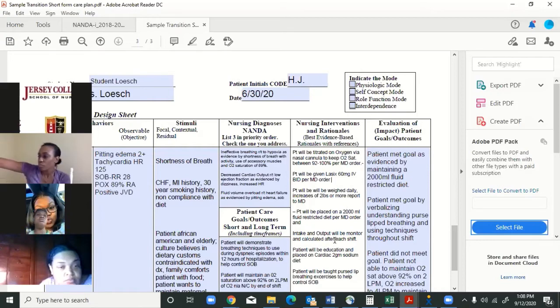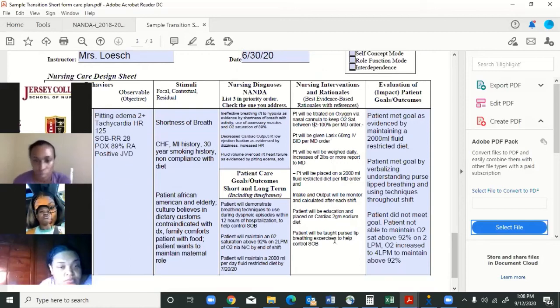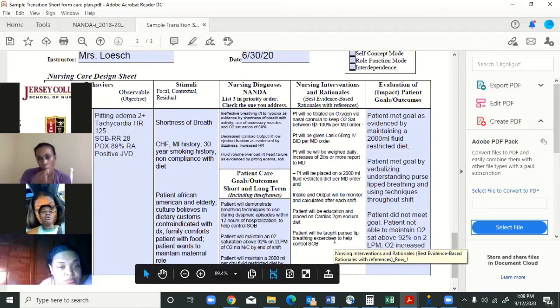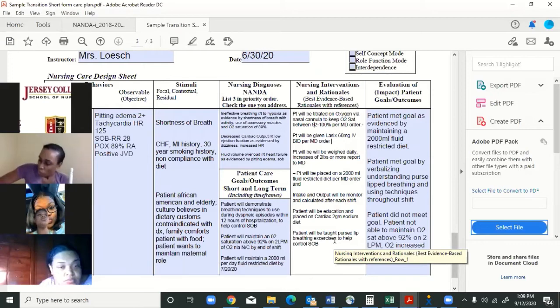Also, I can teach them how to do pursed lip breathing because that can help them control that shortness of breath. Some other things I might do, I might teach them about conserving energy: when they get up in the morning and they have the most energy, do the hard things that they need to do then, so that when they're tired in the afternoon, they can take it easy. And this way, they're going back and forth between rest and using that energy so that they don't tire themselves out completely.